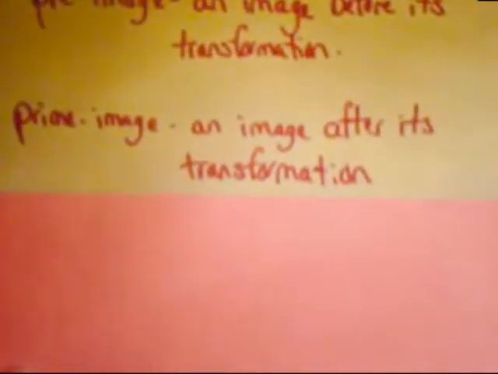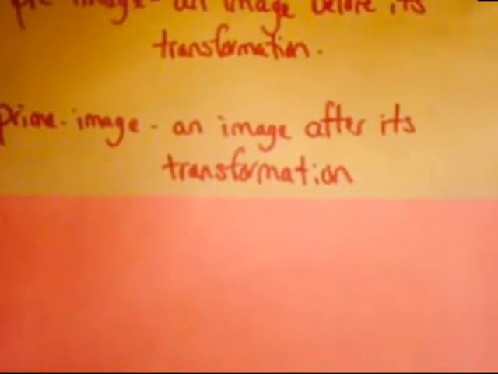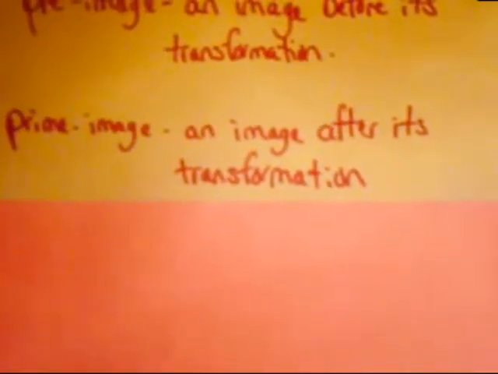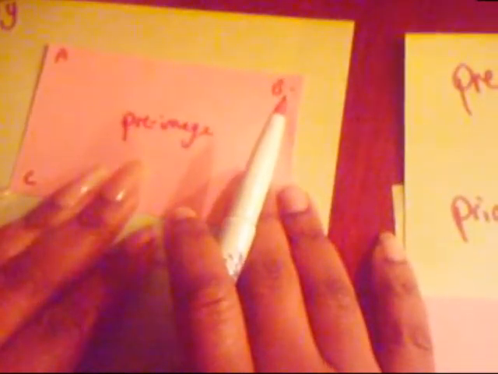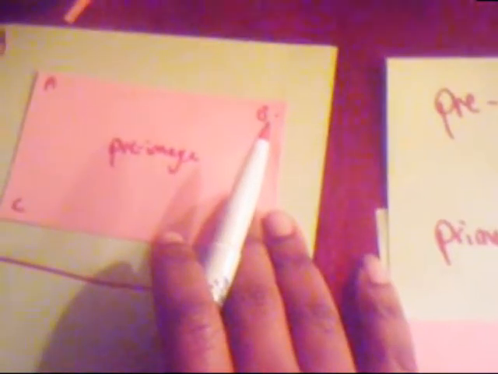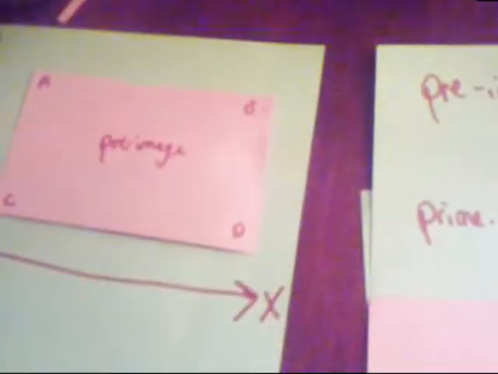Now, let's talk about what a prime image is. A prime image is an image after its transformation. So what we would do is we would take the pre-image and we would either translate it, rotate it, or reflect it. And after it has been translated, rotated, or reflected, it is what is called the prime image, okay? So let's say I took this rectangle and moved it from here to here. Well, this was its original, that's the pre-image, and this is the new image, it's the prime image.